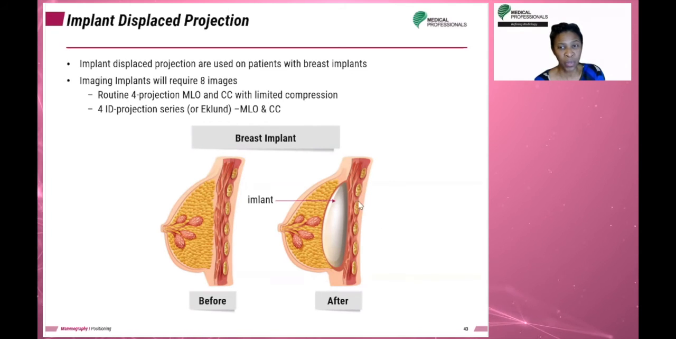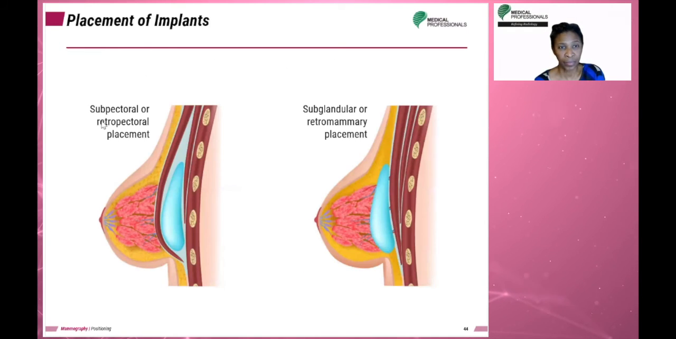Implants that are placed between the pec muscles are easier to displace. Also, there's less encapsulation of the breast, therefore it is a lot more movable. So here we have this subpectoral or retropectoral implant behind those pec muscles, and then this is in front of the pec muscle.